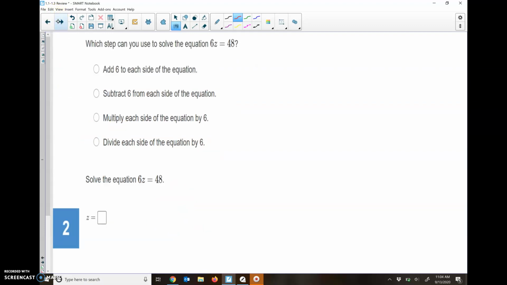Okay, here, which step can you use to solve the equation 6 times z equals 48? So right there when I see 6 times z, I know I'm going to need to divide. So I'm looking for which one says divide each side, and there it is. And now here it wants us to solve. So it's times, I'm going to divide. 6 divided by 6 cancels out because it's 1, and 48 divided by 6 is 8.